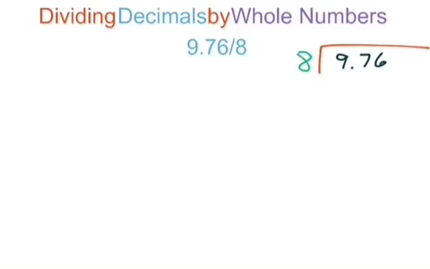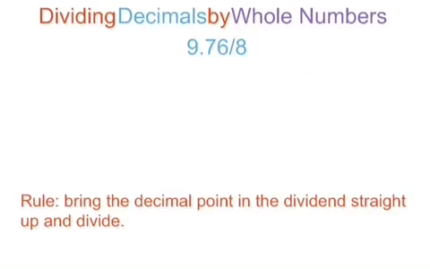So divide by 8, a lot like regular long division, but just making sure we put the decimal in the right place. 9.76 divided by 8. The one rule is we want to remember to bring our decimal point straight up. Wherever our decimal point is, right after the ones place, we're just going to bring it straight up, and it goes right in that spot. We're not going to move it, but if we forget about it, it's going to mess up the place value of our number, and we won't get the correct answer.